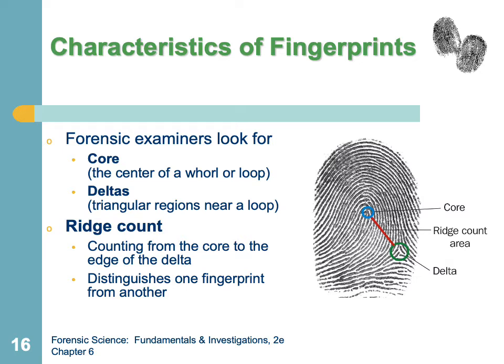You can get what's called a ridge count. All you do is find your core and your delta, make a line, and count how many ridges you cut through. That will get you a ridge count. This will help distinguish one finger from another.